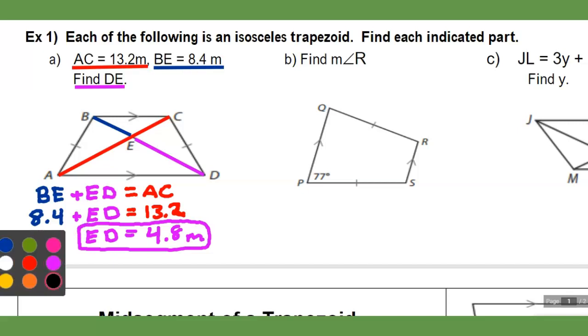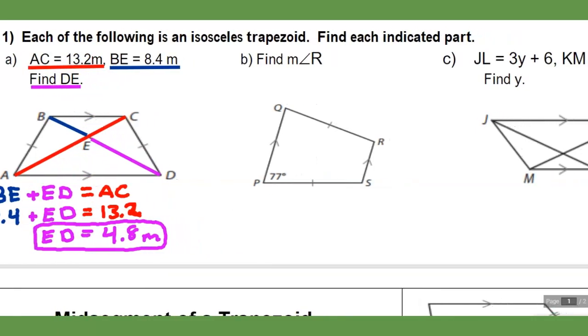All right, good. Moving on. Oh, we did answer the question. Always double check that. I have ED, but that's the same as DE. Looks like we're done. Moving on. Find the measure of angle R. That's over here. And remember to use your theorems.